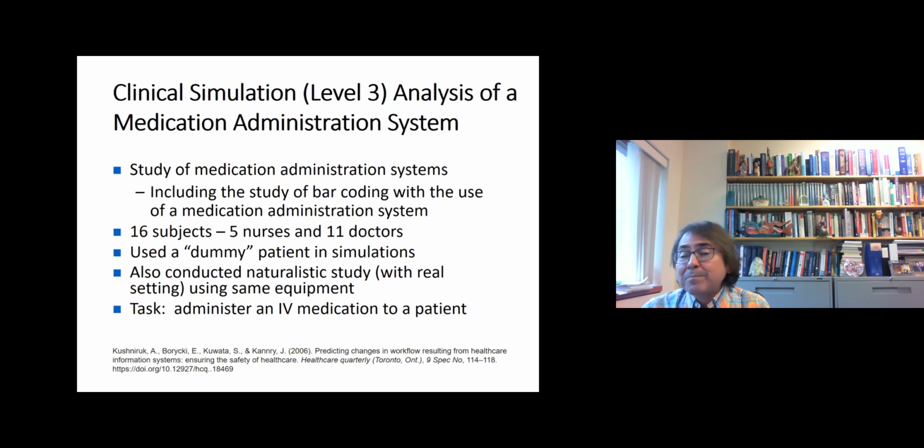So we simply sent our collaborator very simple instructions for doing a simulation of usability testing. Get 16 subjects. He got 5 nurses, 11 doctors after hours, go into a room where everything was set up, including the interfacing technology, the barcoding, and the computer. There was a dummy patient, a real dummy, not a computer mannequin, and we came up with a set of tasks. So as I said the last time, task analysis is important. We have administering different types of drugs.